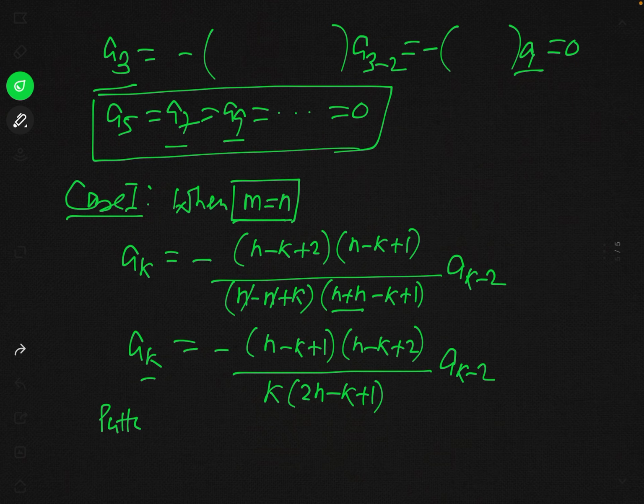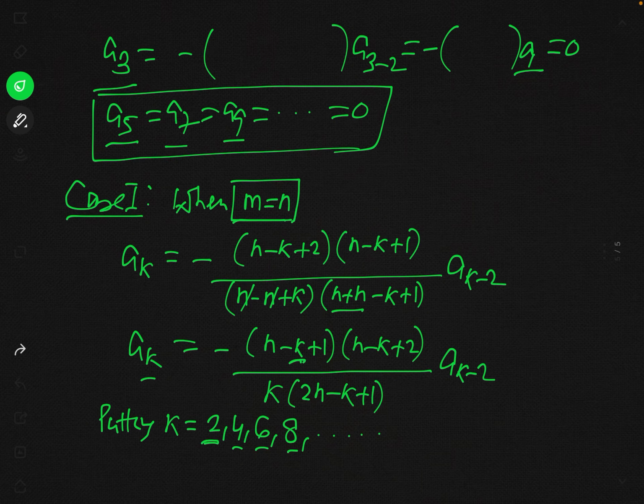Now to get the coefficients like a2, a4, a6, we will substitute the values of k, putting k equal to 2, 4, 6, 8 and so on. There is no need to put k equal to 3, k equal to 5, because you have already seen that we have obtained that a1, a3, a5, a7, a9, all these are 0. So we are putting k equal to 2, k equal to 4, k equal to 6, k equal to 8 and so on.